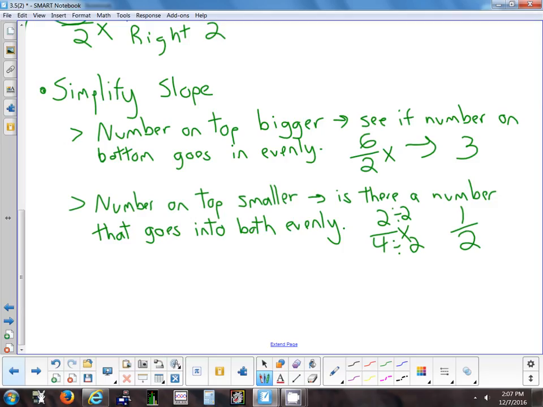Because these are a couple of things that show up sometimes and people forget. So again, number on top is bigger. We want to see if the number on the bottom goes in evenly. It might not always work that way. If it doesn't go in evenly, guys, leave it. Same thing here. If this is like 2 over 3, there's no number that goes into both evenly. Leave it. So a fraction is okay for your slope, as long as it's simplified. If it's not simplified, you've got to make sure you do that. Last thing.